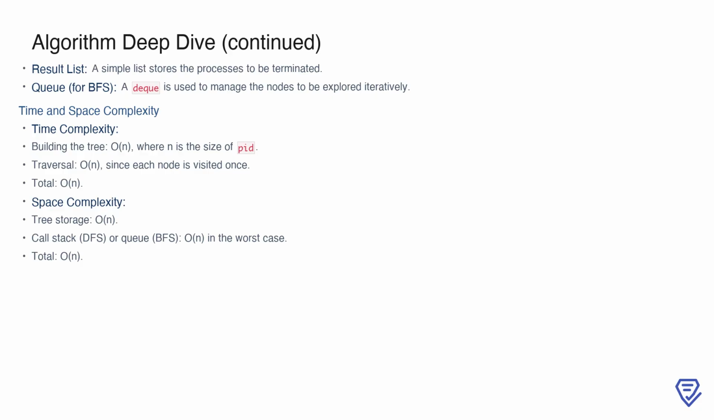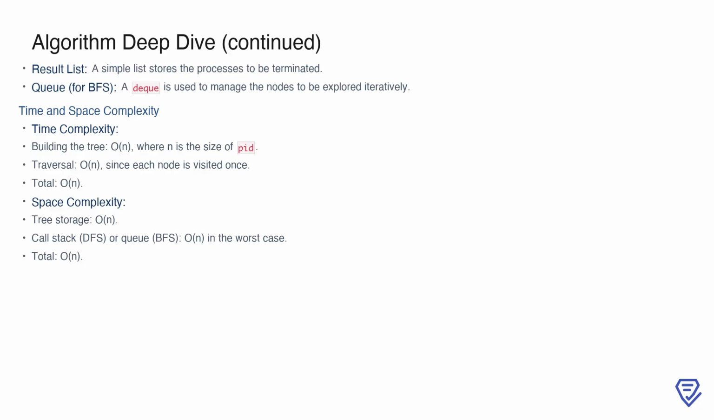nodes during the traversal. The time complexity of the algorithm is O(n), where n is the size of the PID list. This is because building the adjacency list takes O(n), and traversing the tree also requires visiting each node once, resulting in a total time complexity of O(n). The space complexity is also O(n), due to the storage requirements of the adjacency list in either the recursion stack or the BFS queue. In summary, this approach is efficient in both time and space, making it well suited for simulating the termination of processes in a hierarchical structure.